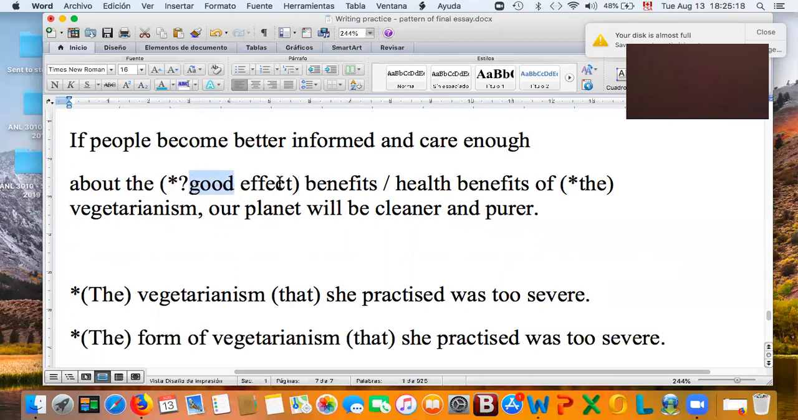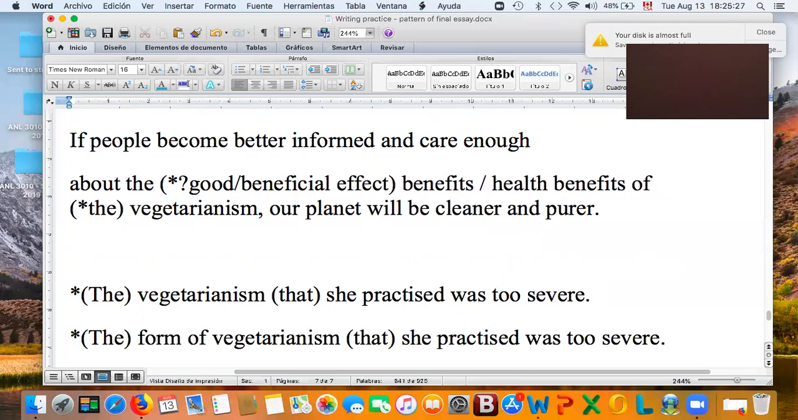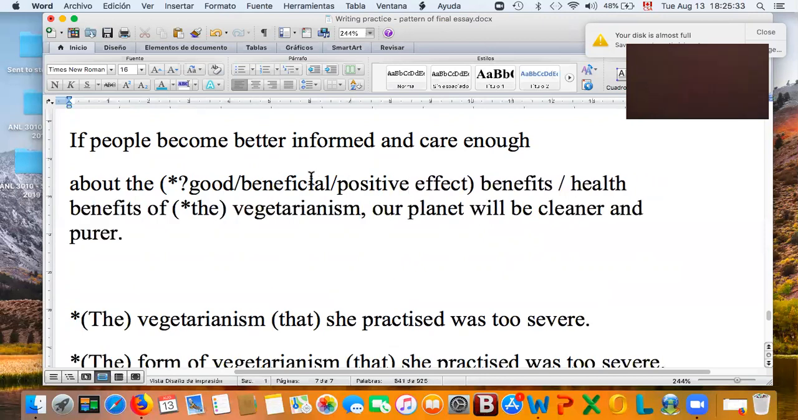We won't say the good effect. We'll prefer, let's say, the beneficial or the positive effects, not effect, of vegetarianism. I prefer simply to say the benefits or the health benefits of vegetarianism. Notice this, health benefits. What kind of benefits? Health benefits.